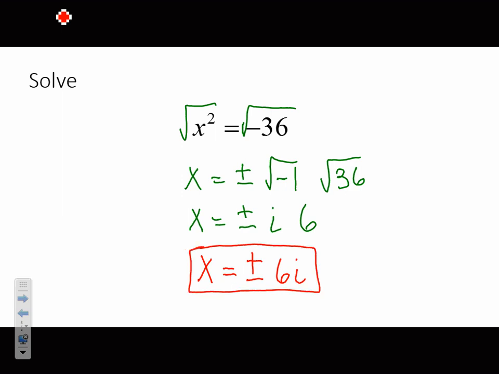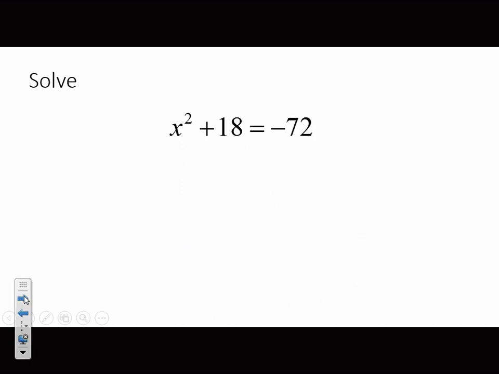So we have 2 answers here. It's either going to be x equals 6i or x equals negative 6i. We have to remember 2 answers are coming out of this. All right, example number 2. We're going to solve this one.